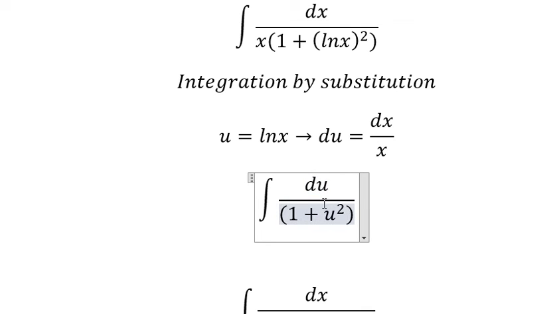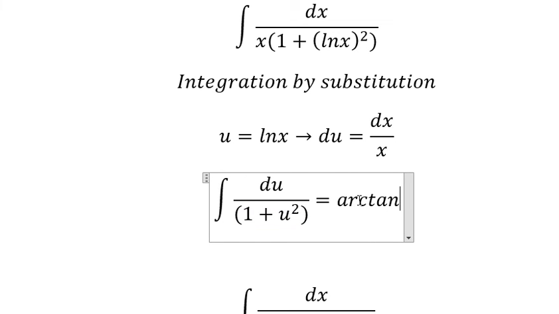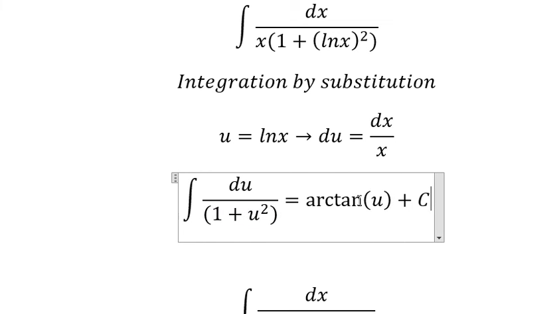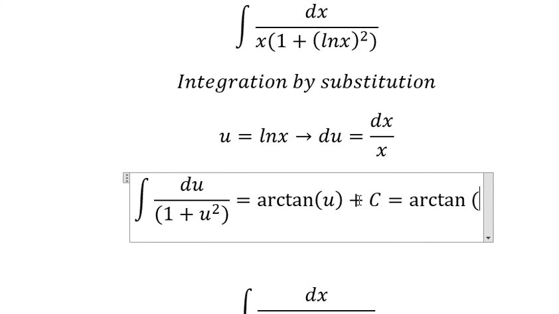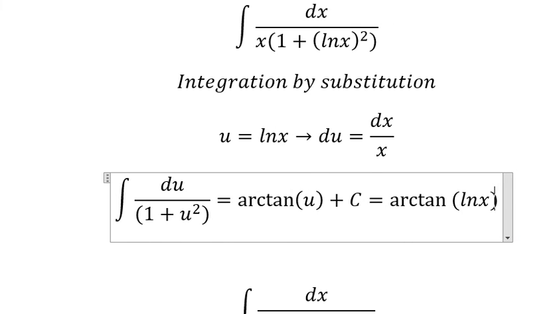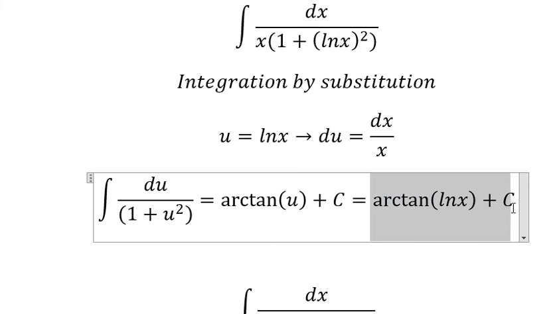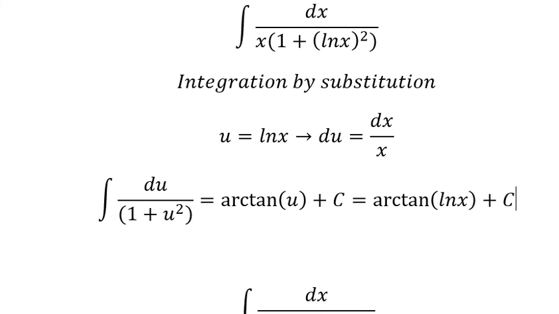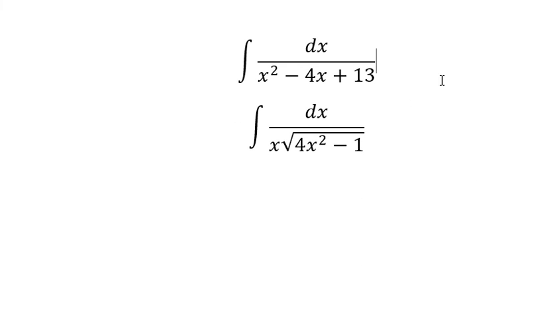The integration of this one, you get arctan of u, and we put c. About u, that's ln s. And this is the final answer. Question number 3.